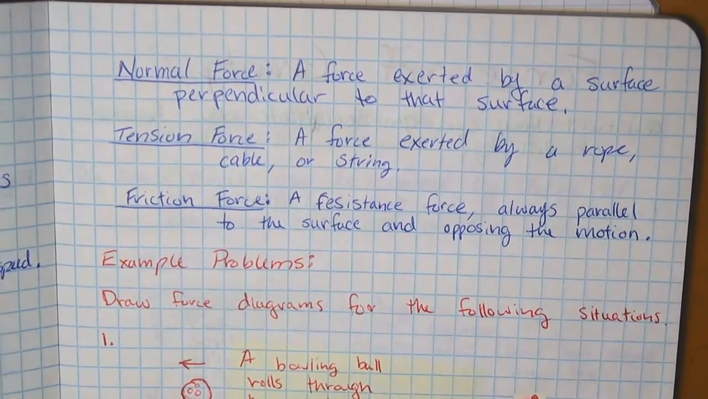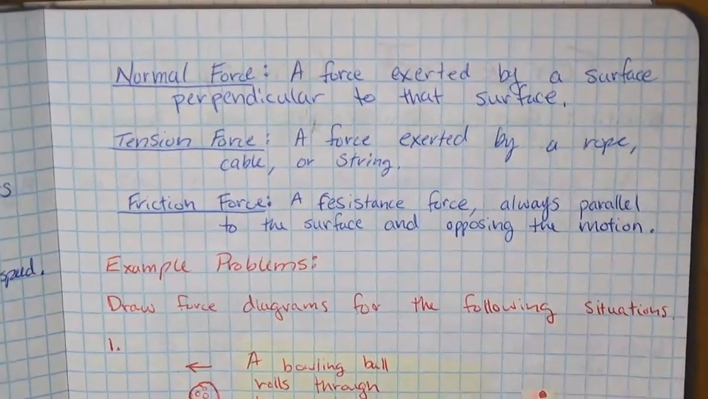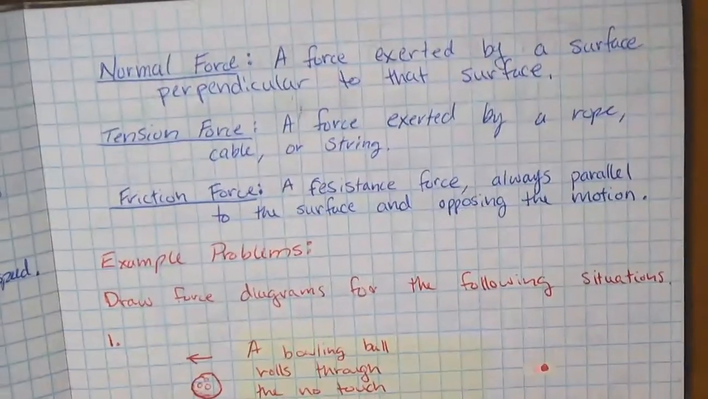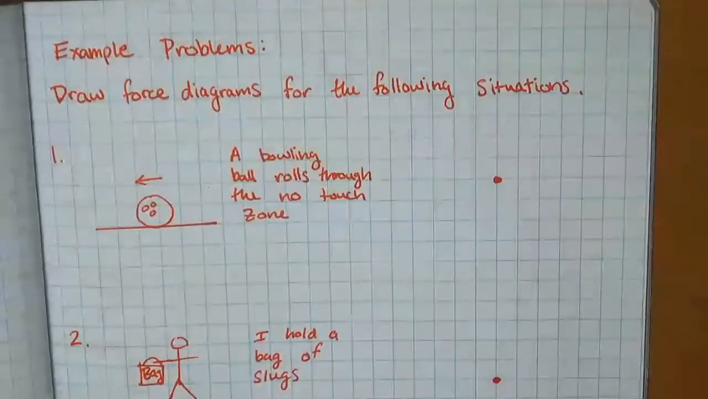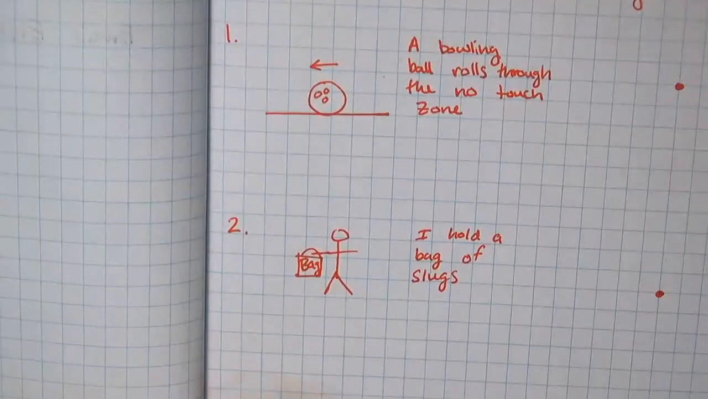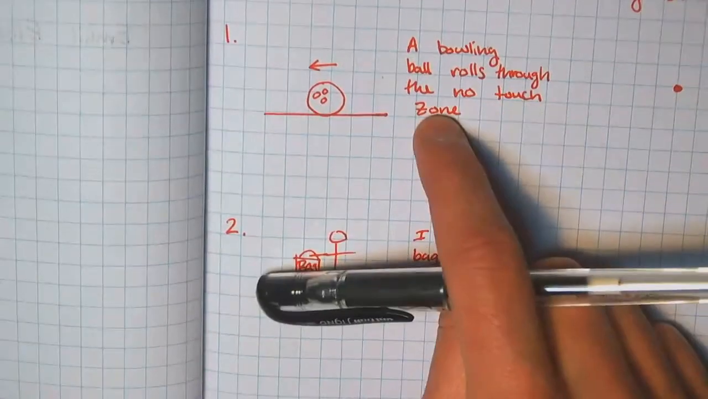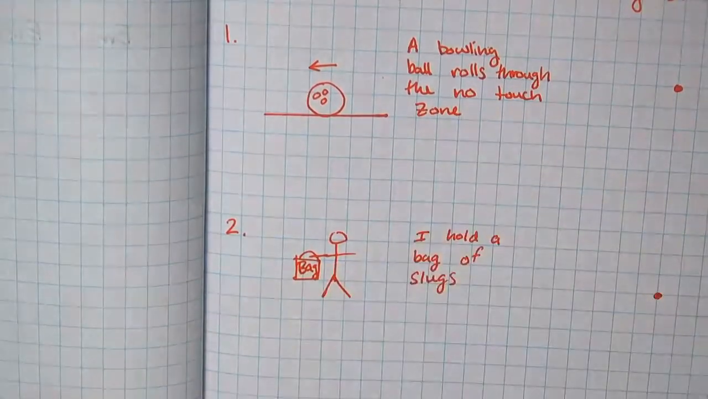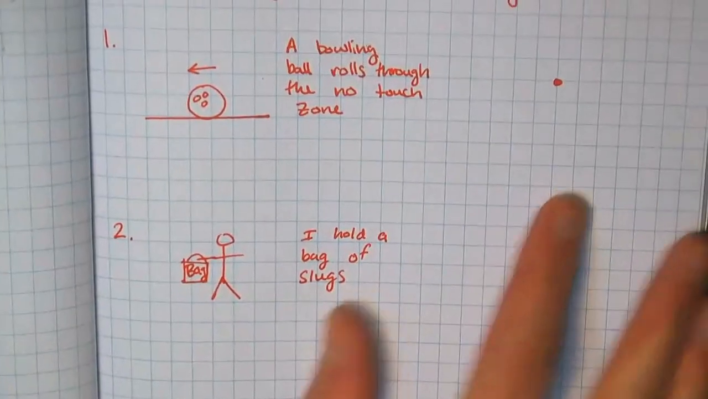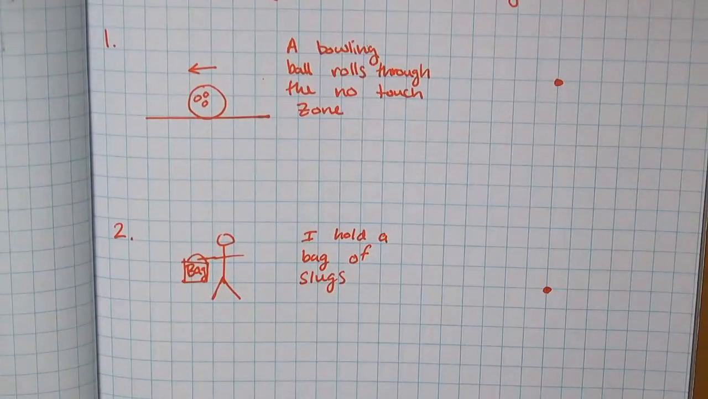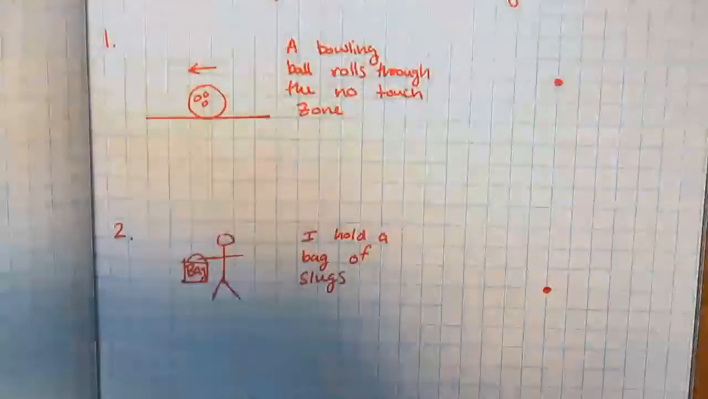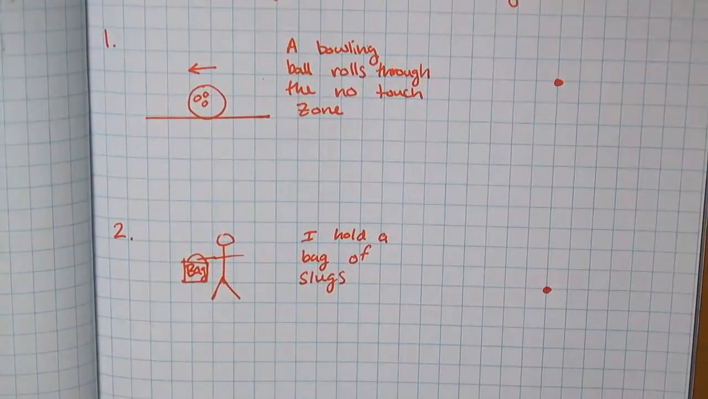All right, with that, let's go ahead and look at some example problems. It says, draw the diagrams for the following situations. In this case, we have a bowling ball that rolls through the no touch zone. The no touch zone is like when we do the obstacle course with the bowling ball in class, there are four cones, and as the ball goes through the four cones, you can't touch it. So there are no forces being applied to it by the broom.